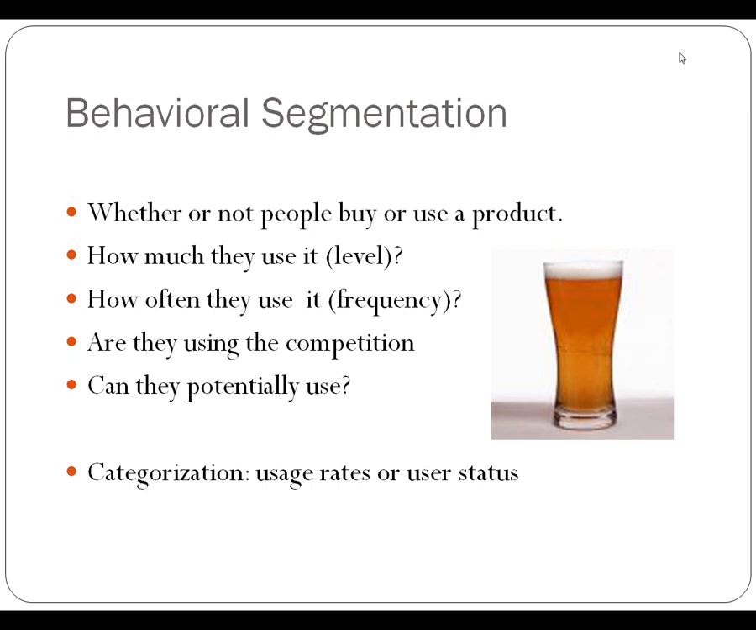Okay, so behavioral segmentation, again, at the most basic level, it's whether or not people actually buy or use the product. So questions you might ask here are, how much do you use? How often do you use it? Are you using the competition? If you're not using ours, are you using us and the competition at the same time? If you're not using our products, can you potentially use our products? So categorization here typically is usage rates or user status.